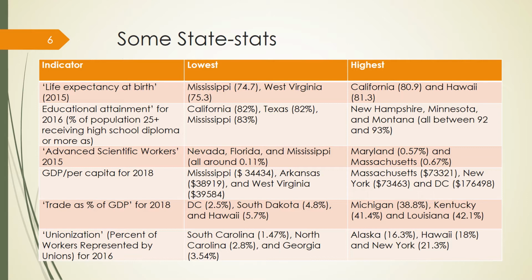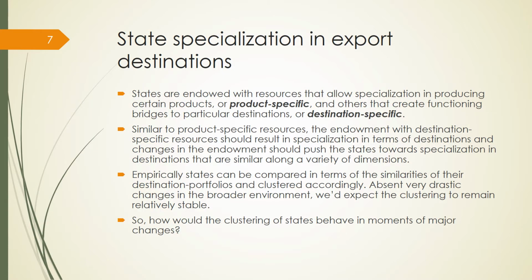To illustrate between states differences along some other dimensions, we put together a small sample of indicators. You can see, for example, striking differences in terms of GDP per capita across the US states. The concepts used to explain international trade at country level can be used at subnational level too. Similar to countries, states accumulate physical, human, institutional capital, resulting in specialization in a product mix. We call this product-specific resources.